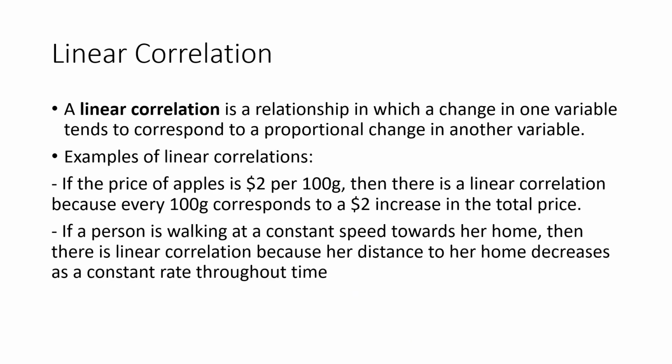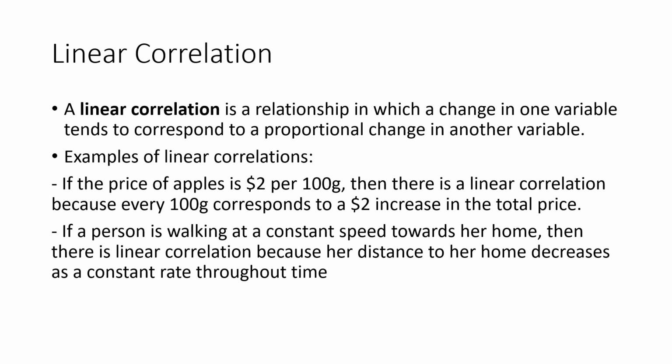Okay, so the line of best fit tests to see how strong of a linear correlation there is, meaning how strong of a linear relationship it is. How close can the data points match the line? So some simple examples of linear correlations. If the price of apples is $2 per 100 grams, there is a linear correlation. Every $2 increase in price will lead to a 100-gram increase in the weight. So $4 should give you 200 grams, $6 should give you 300 grams, etc., etc.